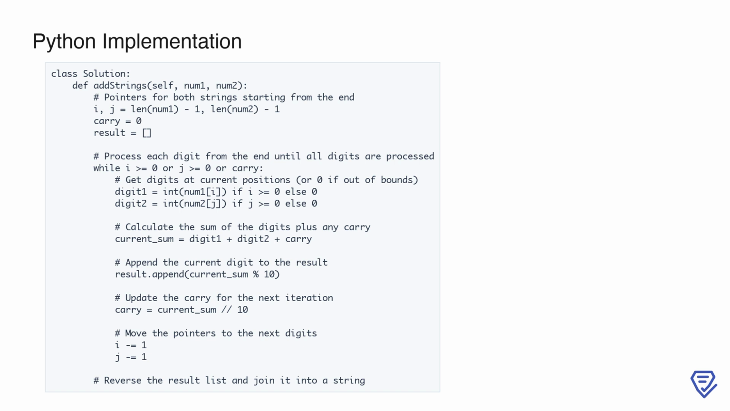We then calculate the sum of these digits along with the carry. The least significant digit of this sum, obtained using the modulo operator, is appended to the result list. The carry for the next iteration is updated by performing integer division of the sum by 10. Finally, we decrement the pointers to move to the next digits in the strings.